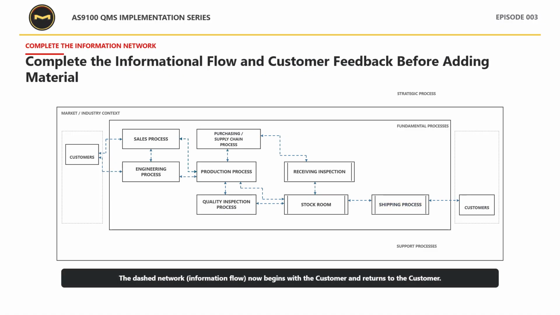At this point, complete the remaining informational exchanges. Customer requirements enter through sales and engineering. Internal processes exchange instructions, status, evidence, and decisions to control the work. Delivery information and feedback return to the customer. The dashed network is complete before any material arrow appears.